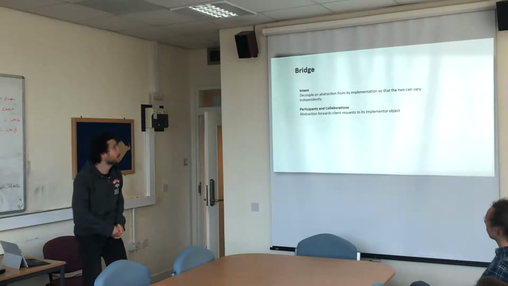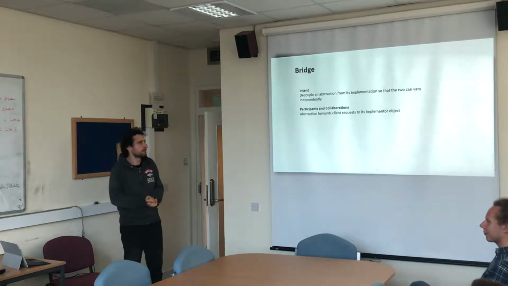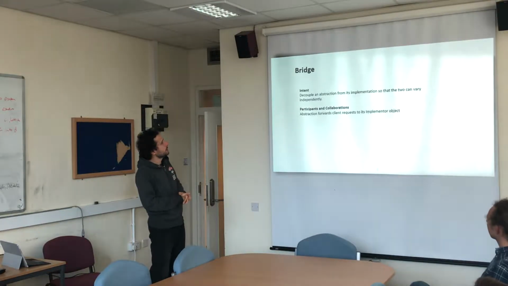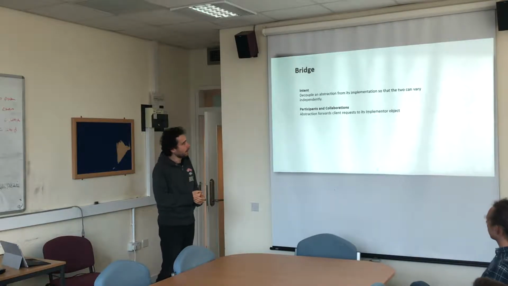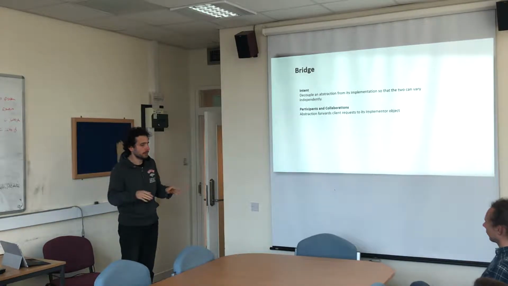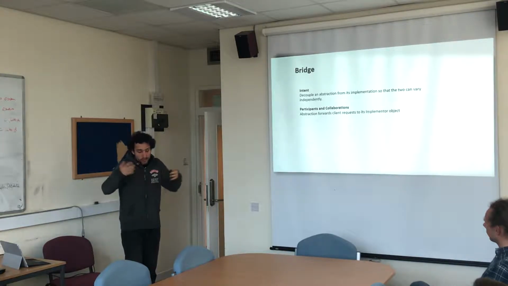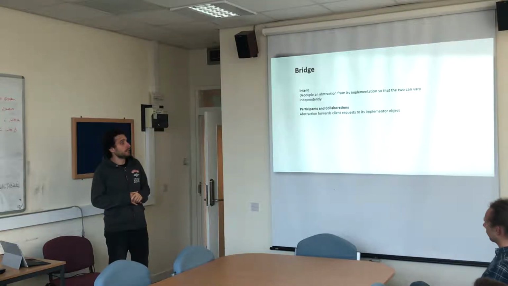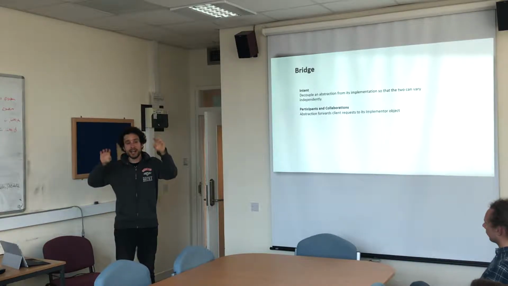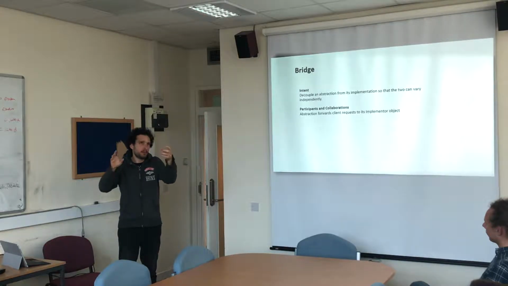So, another pattern is the so-called bridge. I'm going through this in alphabetical order, just because that's what the book does. The intent of bridge is to decouple an abstraction from its implementation so that the two can vary independently. More in general, I think the idea is to have two groups of classes, two hierarchies of classes, and make it so that changes can be made independently. Of course, this is already a solution.